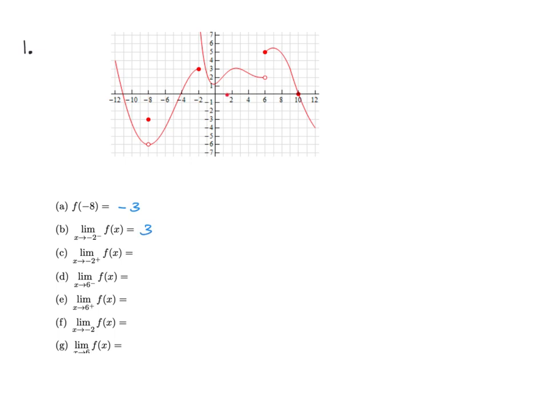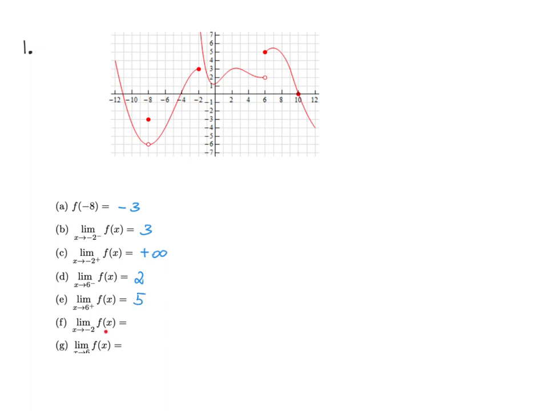As we approach -2 from the right, it appears that the function is increasing without bound up to positive infinity. The limit as we approach 6 from the left looks like it is approaching, the open circle here is at 2, so that's the value of the limit. If we approach 6 from the right, the y values are getting closer to 5.